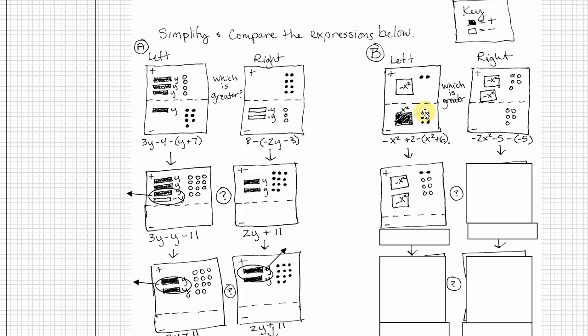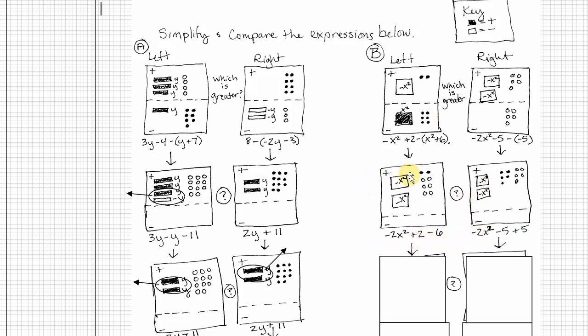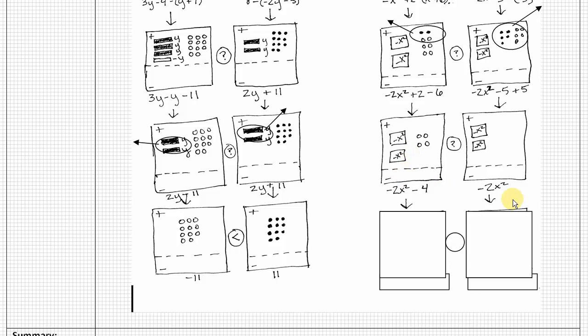As we flip the tiles from the negative region into the top region, our mat should begin to look like this, where we have on the left negative 2x squared plus 2 minus 6, and on the right we have negative 2x squared minus 5, all that was already there, plus 5, which flipped up from the top. So after we simplify each expression, the expression on the left is negative 2x squared minus 4, and the expression on the right is negative 2x squared.